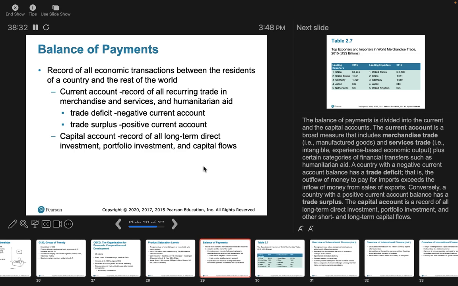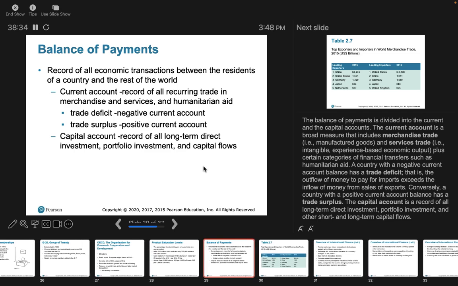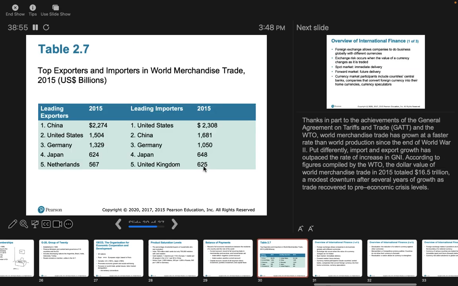The current account records all recurring trade in merchandise and service and humanitarian aid. It also records trade deficit as negative, so that's why we can have a negative current account, and for trade surplus we have the positive current account. Then we also have the capital account, which records all long-term direct investment, portfolio investment, and capital flow.